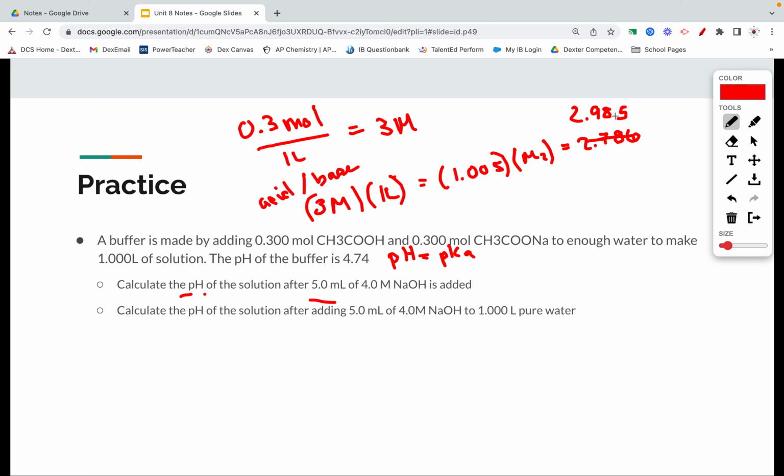So our concentrations of our acid and our base are equal, which is generally what we would see in a buffer anyway. Now we're going to figure out the dilution of our sodium hydroxide. We have 4 molar, and we have 5 milliliters of it, which, if we write it correctly, would be 0.005 liters. And we're going to dilute it into 1.005 liters, and what is our new molarity?